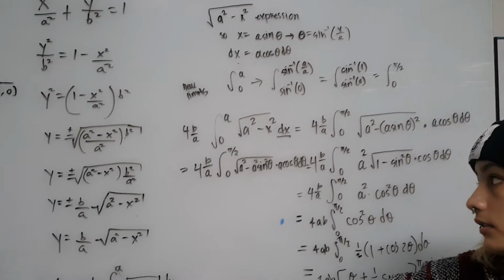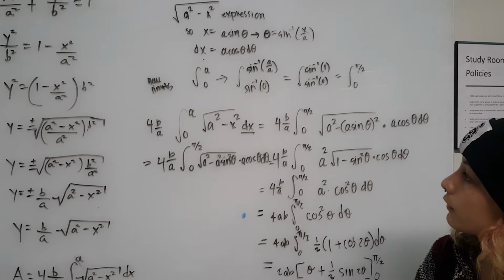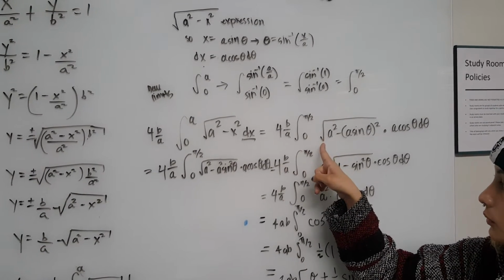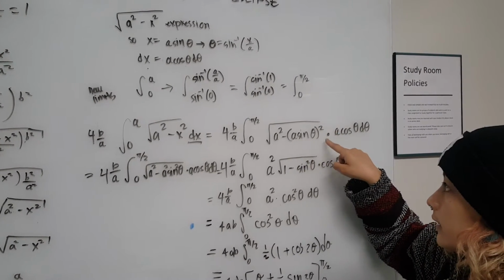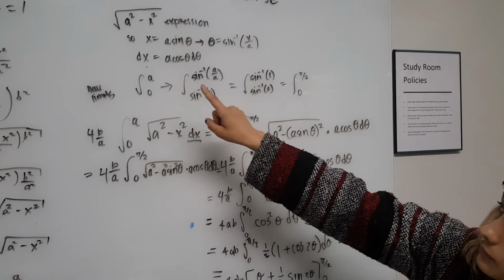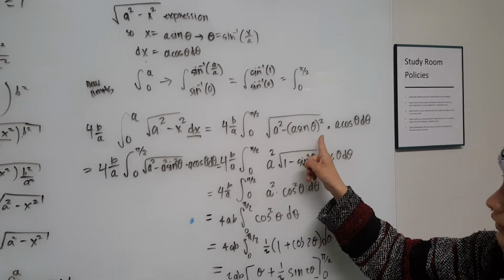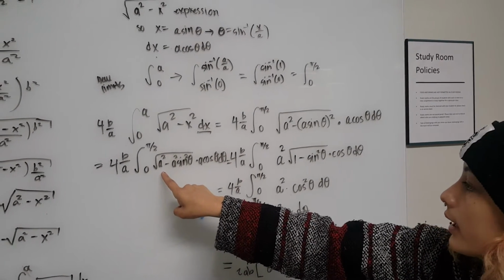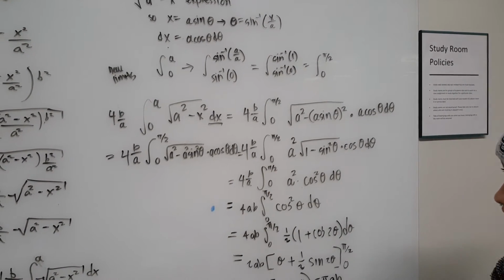So now we're just going to rearrange this expression with the substitution and our new limits. So we get 4b over a from the integral of 0 to pi over 2, square root of a squared minus our new x value, a sine theta, squared, times, and this turns into a cosine theta. As you can see, that's what the derivative dx equals. You can simplify this further to get 4b over a from 0 to pi over 2 of square root of a squared minus a squared sine squared theta, times a cosine theta.